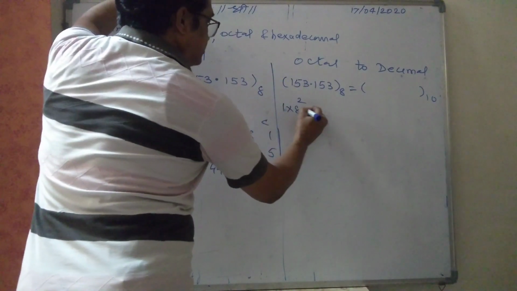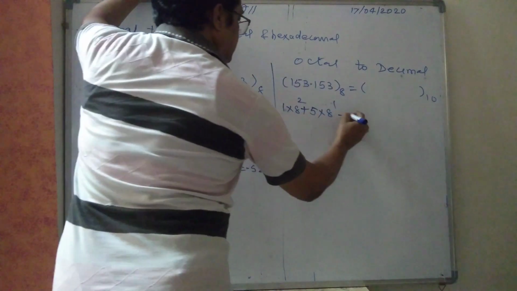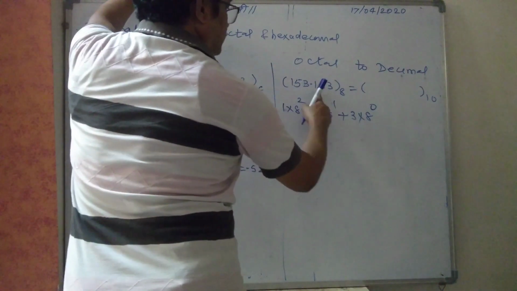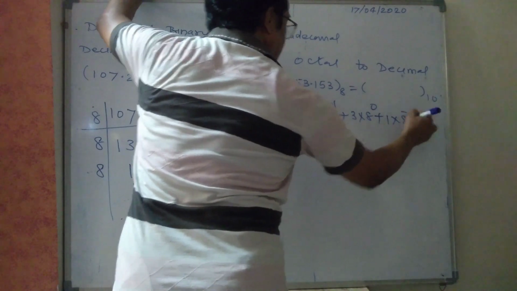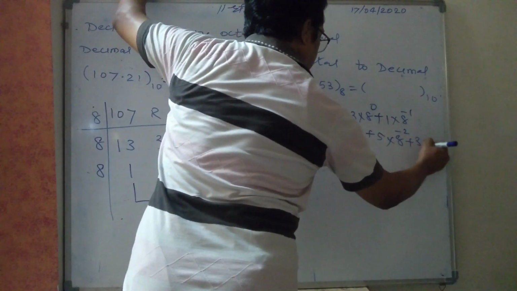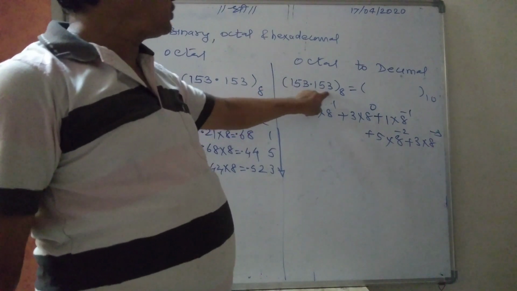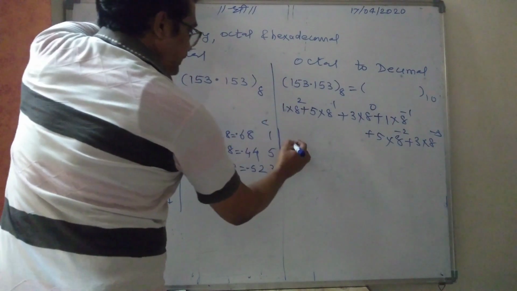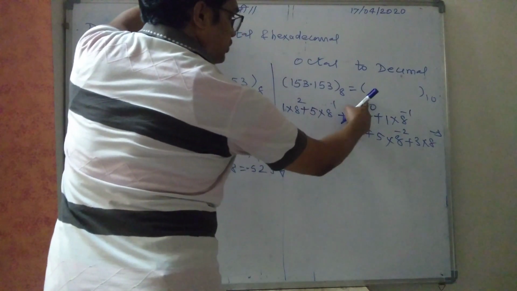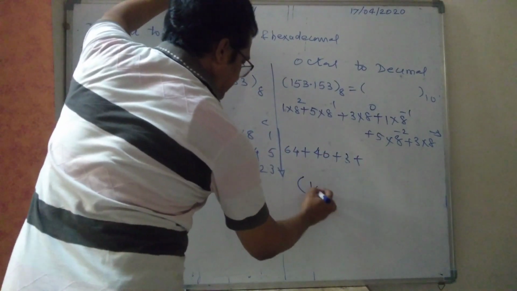1 into 8 raised to 2 plus 5 into 8 raised to 1 plus 3 into 8 raised to 0, plus 1 into 8 raised to minus 1 plus 5 into 8 raised to minus 2 plus 3 into 8 raised to minus 3. So 8 raised to 2, 8 raised to 1, 8 raised to 0, 8 raised to minus 1, minus 2, minus 3. 8 square is 64 into 1, 64, plus 8 into 5, 40, plus 8 raised to 0 is 1 into 3, 3. 64 plus 40 is 104, 104 plus 3 is 107.